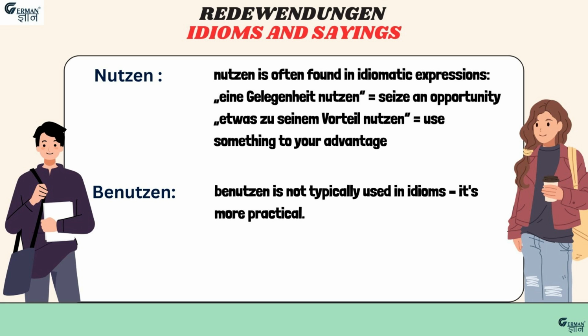The last difference is on the basis of Redewendungen, meaning idioms and sayings. Nutzen is often found in idiomatic expressions. For example, eine Gelegenheit nutzen means use an opportunity or seize an opportunity. Or etwas zu seinem Vorteil nutzen means to use something to your advantage. Benutzen is not typically used in idioms, it's more practical.